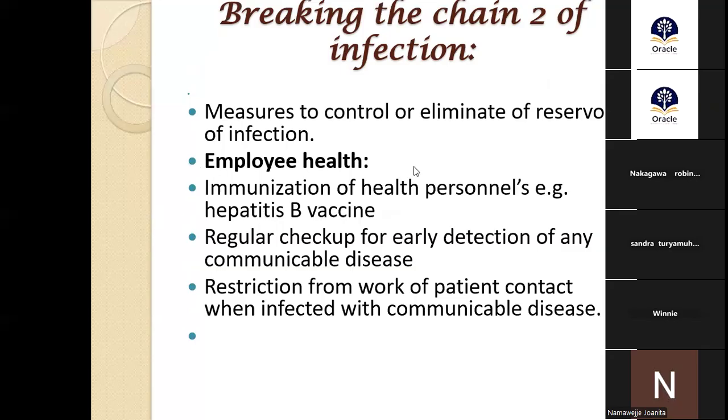Immunization of health personnel, for example against hepatitis B, for health workers, since you are at risk. If there's a vaccine for HIV, then we shall take it. Regular checkup for early detection of any communicable disease. Restriction from work or patient contact when infected with a communicable disease. So if a patient has a communicable disease like Ebola and you were in contact, they take you into isolation.